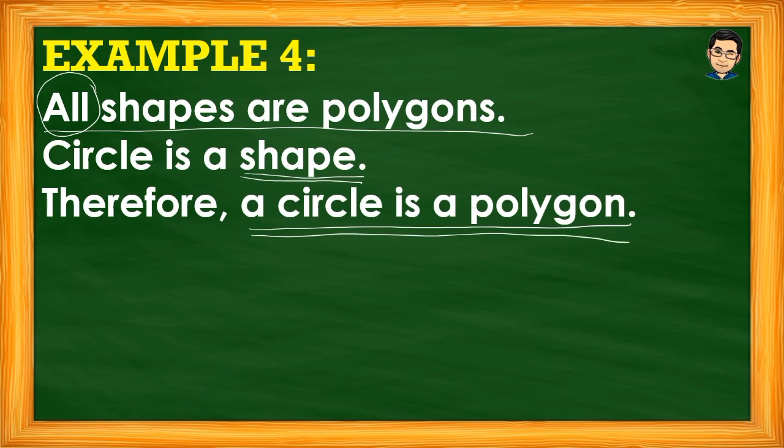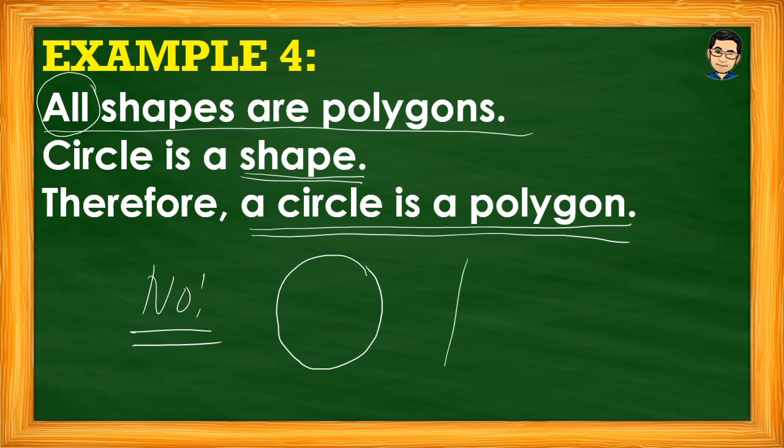Okay. Now, the question is, is a circle a polygon? The answer is no. So, why is it circle is not a polygon? Because, basically, it has no sides. Okay. Wala po kasing side. Ganito lang kasi yung circle, round siya. Hindi tulad ng square.